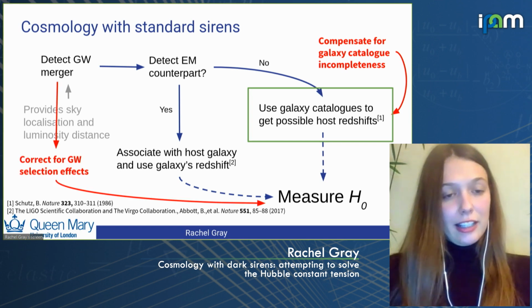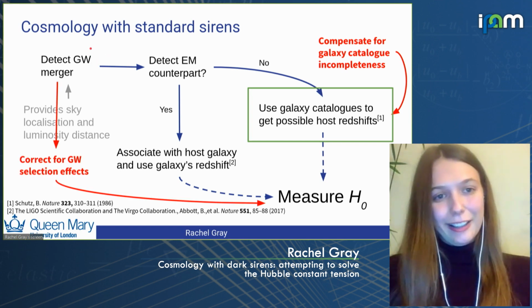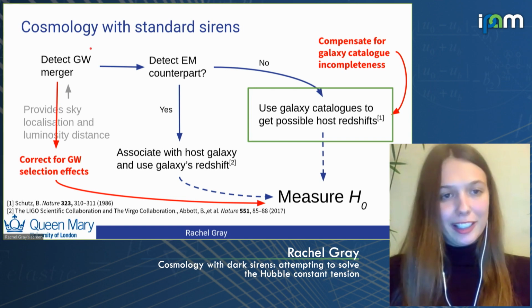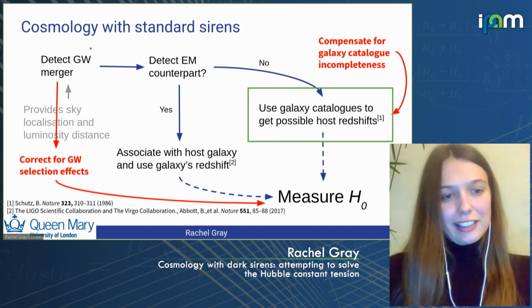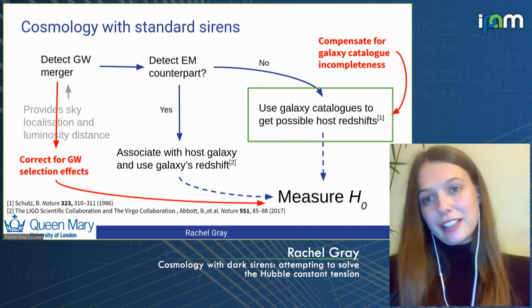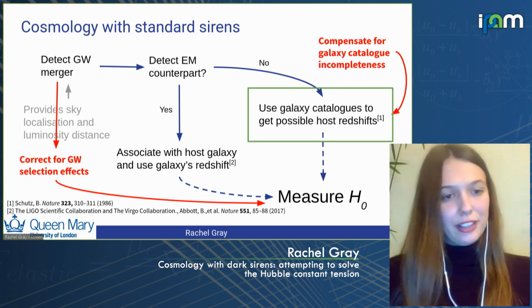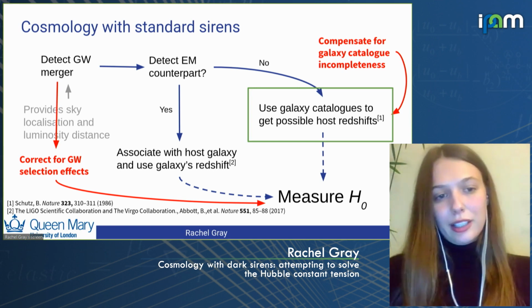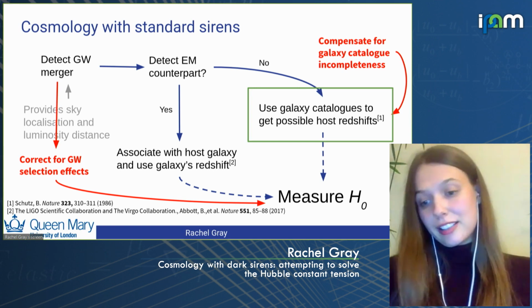And the other side of the difficulty, which I'm sure many people here are very familiar with, is correcting for gravitational wave selection effects. The fact that we have detectors which are not infinitely sensitive, and so are more likely to detect certain kinds of events than others.